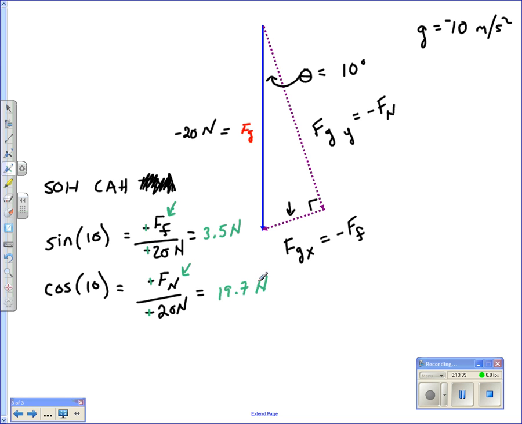Okay, and I guess in this particular situation, we can't say 20 because this is 20, so this problem would be better suited to three significant figures. So to change up my answer up here, I would probably go 3.47. So 3.47 and 19.7 are what would be represented by friction and the normal force.